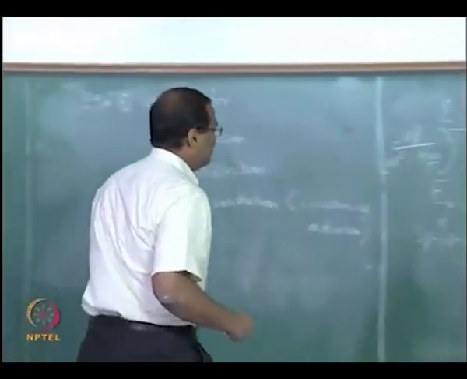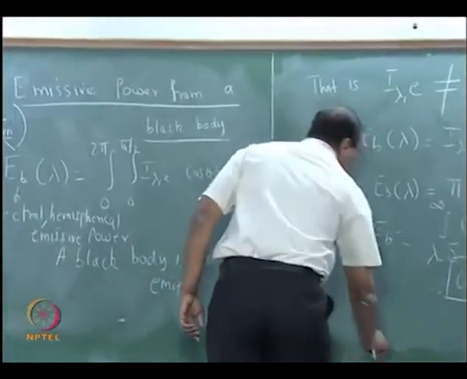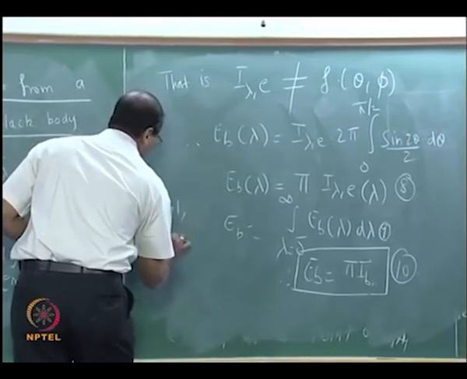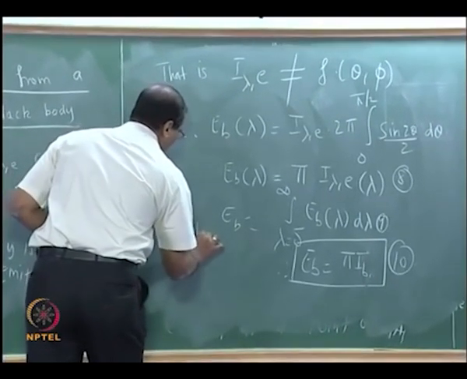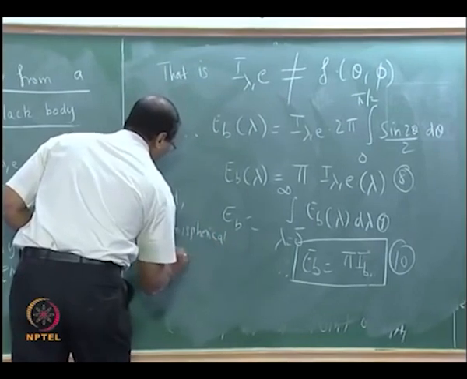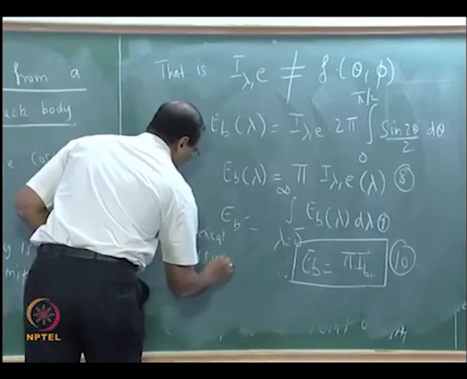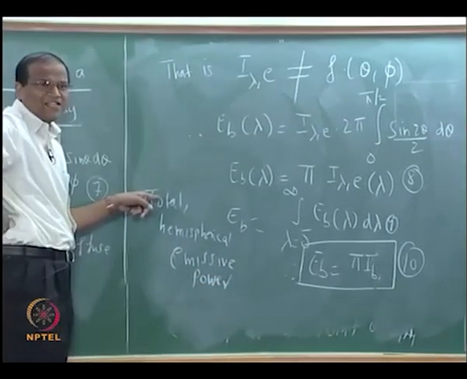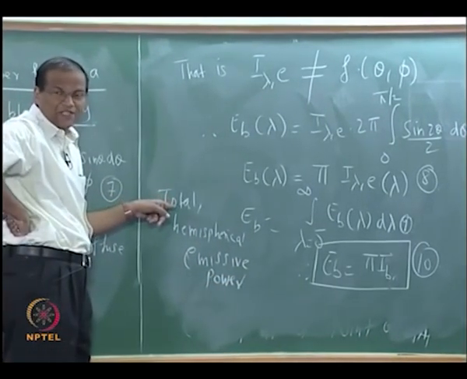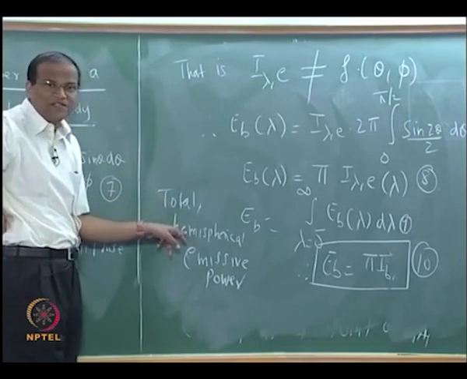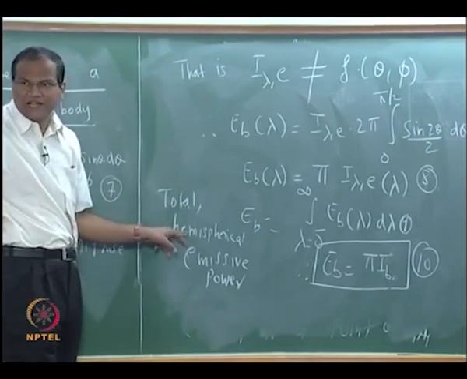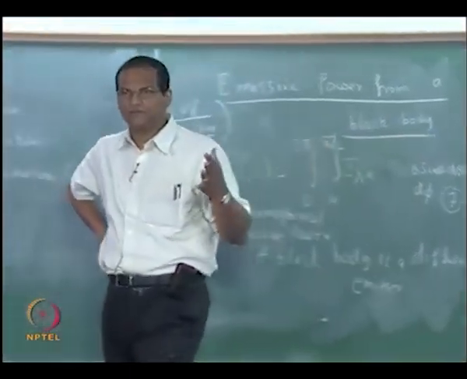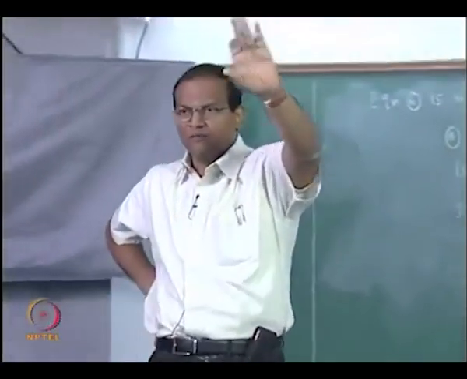So, this is basically the total hemispherical emissive power. Total means the integration is with respect to the wavelength. Hemispherical means the integration is with respect to the angle. So, the total hemispherical emissive power, or simply the total emissive power, is 3 integrations performed.